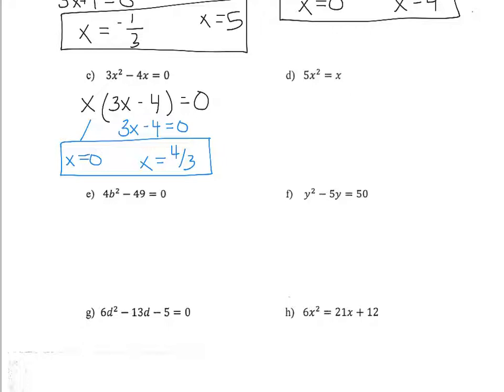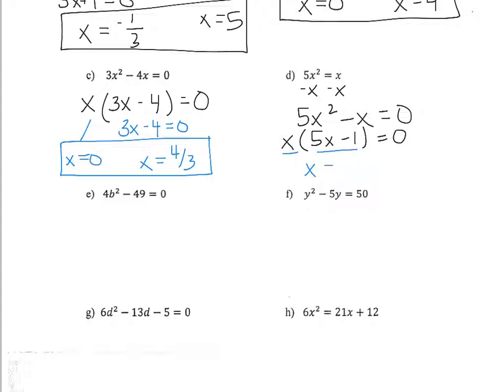Letter D, I want to get one side equal to 0, so I'm going to subtract x from each side. So I have 5x squared minus x equals 0. So the same technique applies. I'm going to solve by factoring. So I'm going to take out an x. And then I'm going to set each one of these equal to 0. So x equal to 0, or if I set 5x minus 1 equal to 0, I'm going to get 5x equals 1, x equals 1/5.